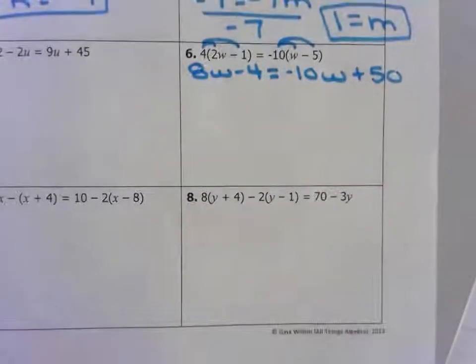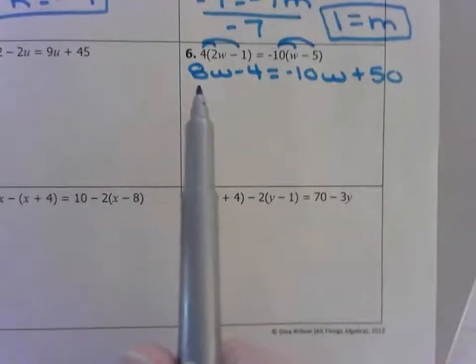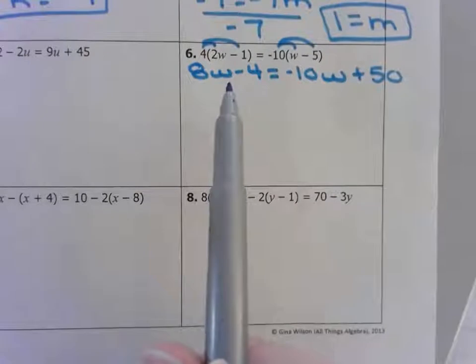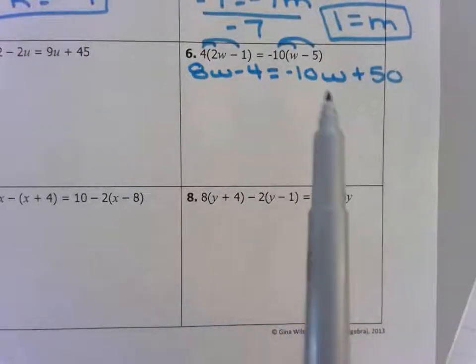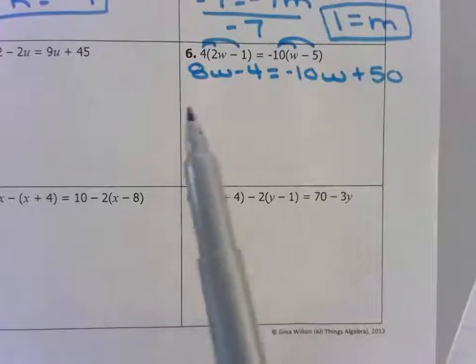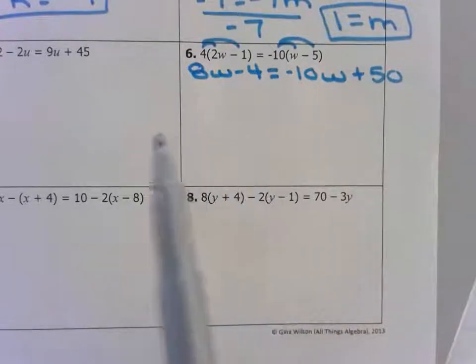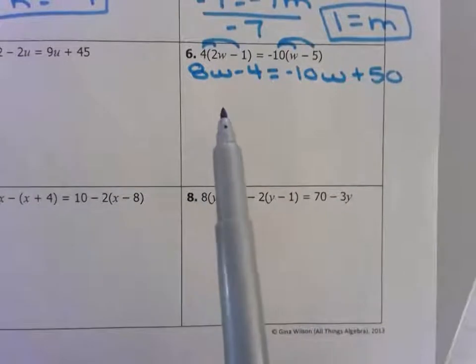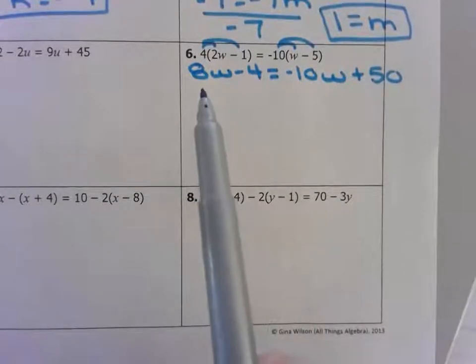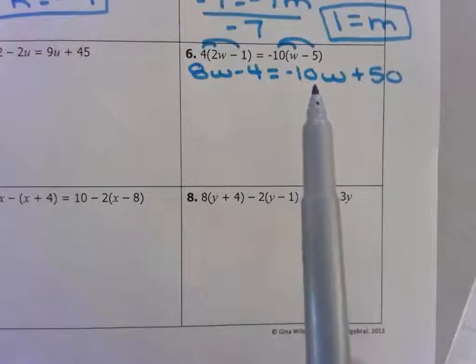So once you distribute, then check to see is the left and the right side simplified all the way. Well, left is 8w minus 4. I can't combine anything. The right side is -10w plus 50. I can't combine anything. Okay? So now we move on and we say, okay, we need to get the variables together. 2 options to get the variables together. What's one option? Subtract 8w or add 10w.